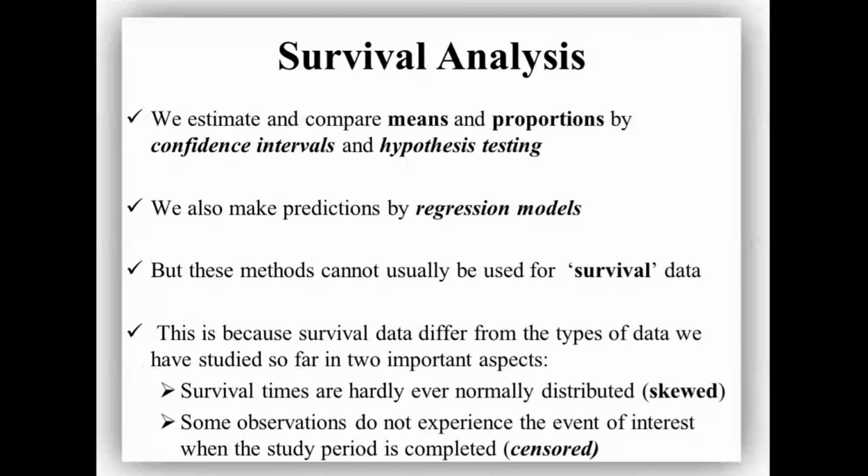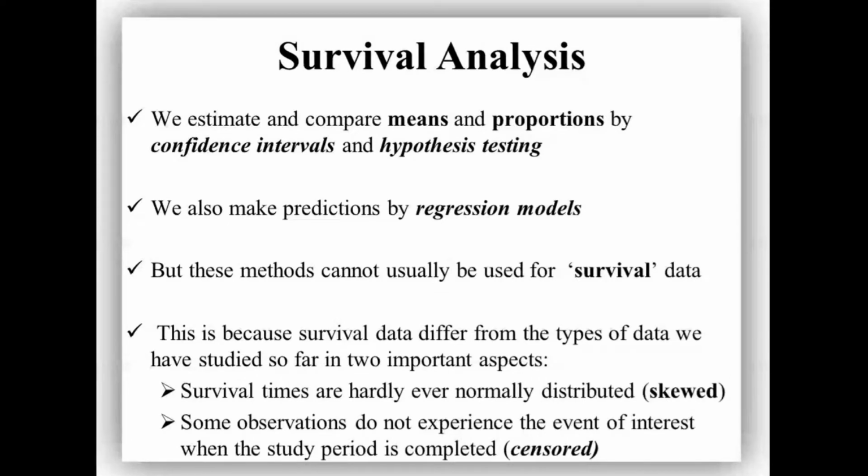We know that time is continuous data, so we can apply linear regression. But even though time is continuous, we cannot apply these methods, linear regression or ANOVA, to survival data, because usually the distribution is skewed. We cannot have a normal distribution fulfilled. That's one problem. The second problem is that we have a phenomenon called censoring in the case of survival analysis.